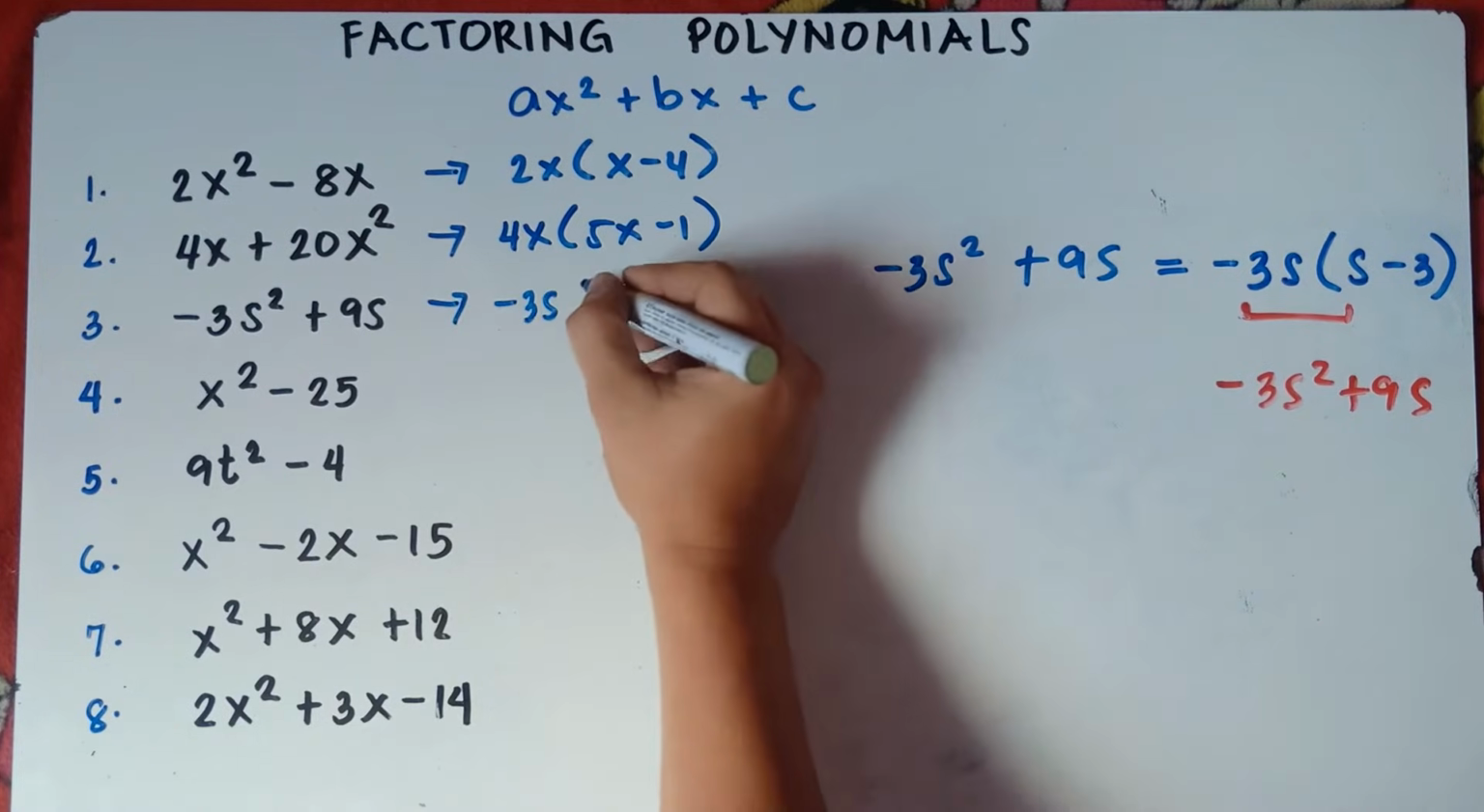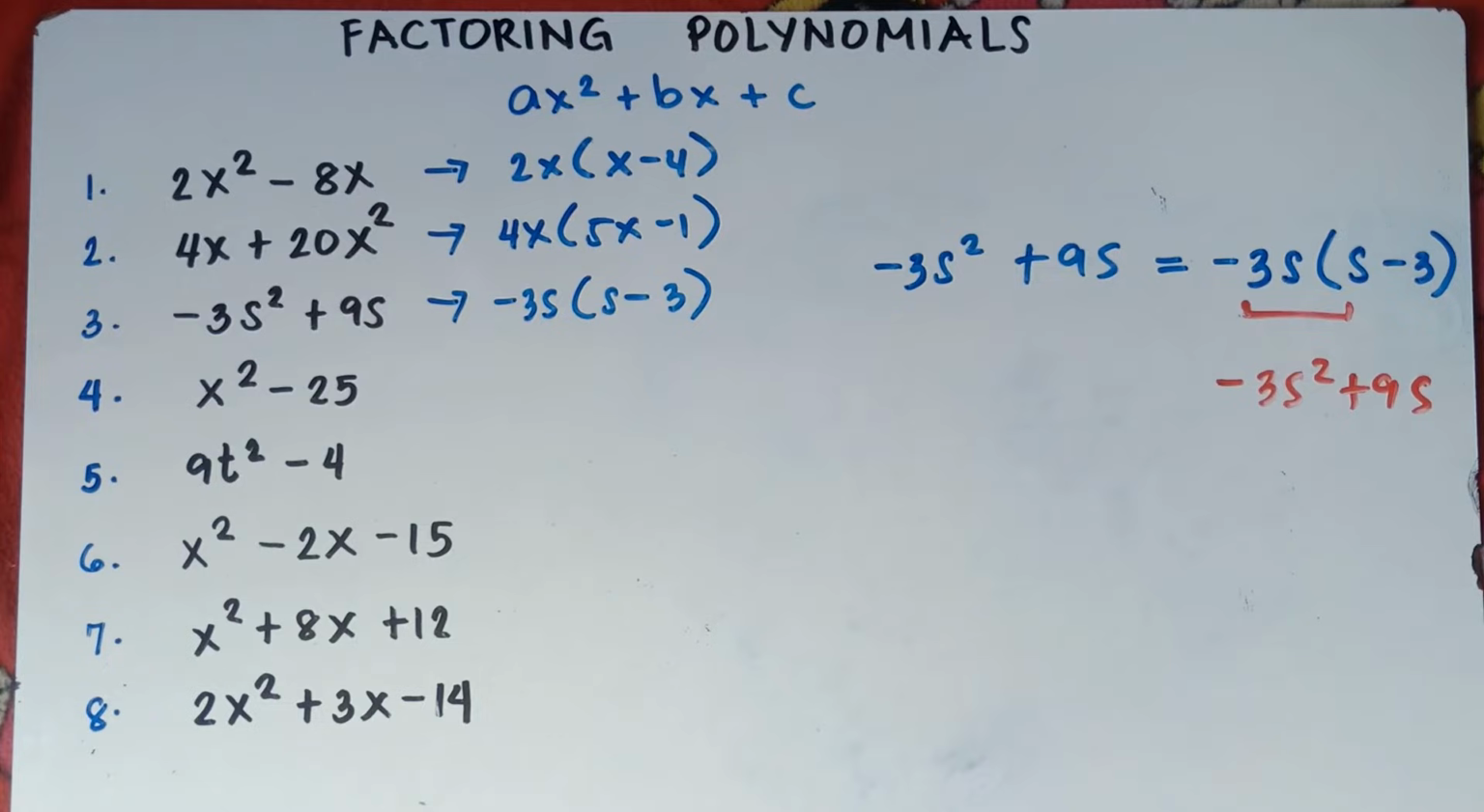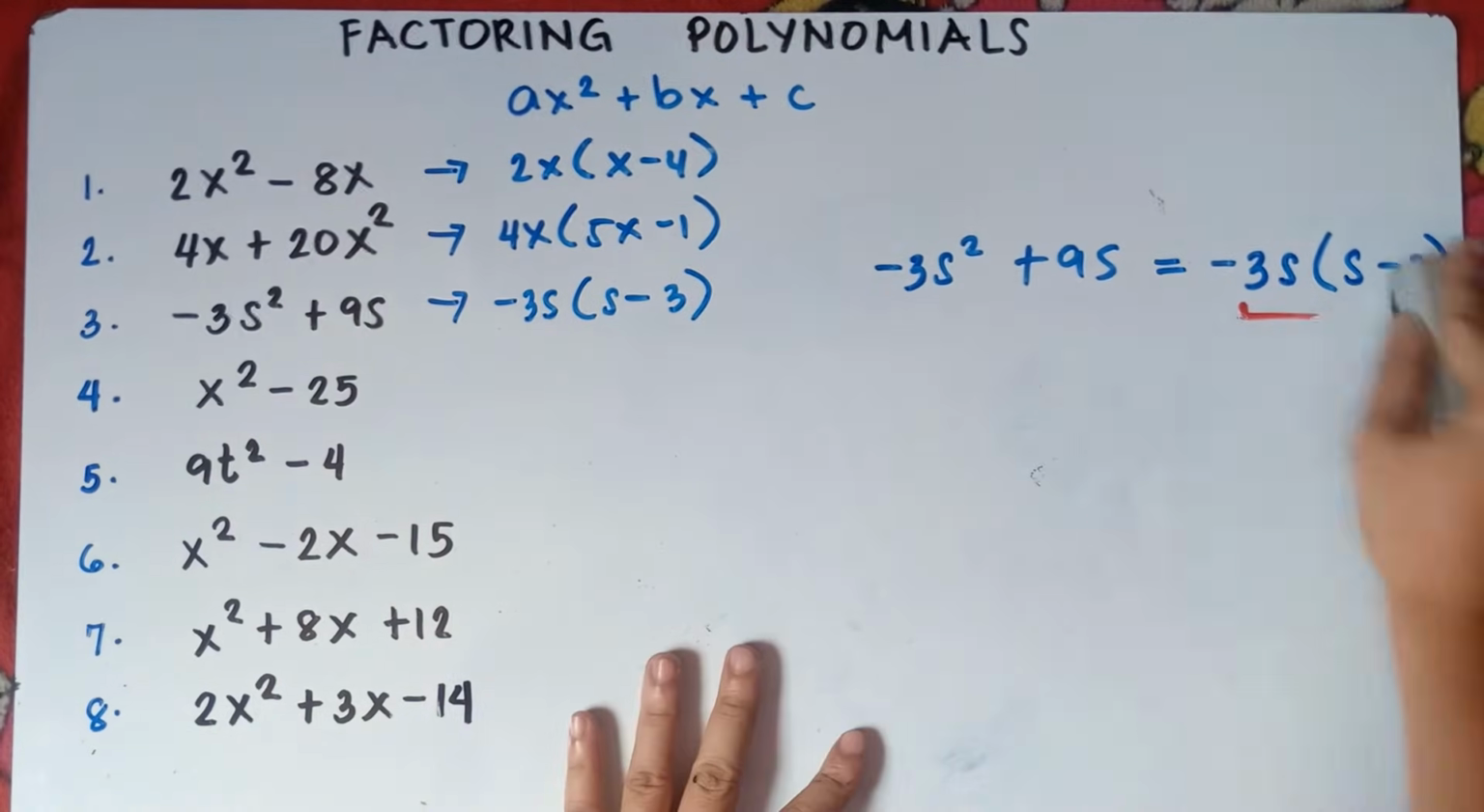Negative 3s times s minus 3. Alright, so we're done with 1, 2, and 3. So let's proceed now to number 4 and 5.